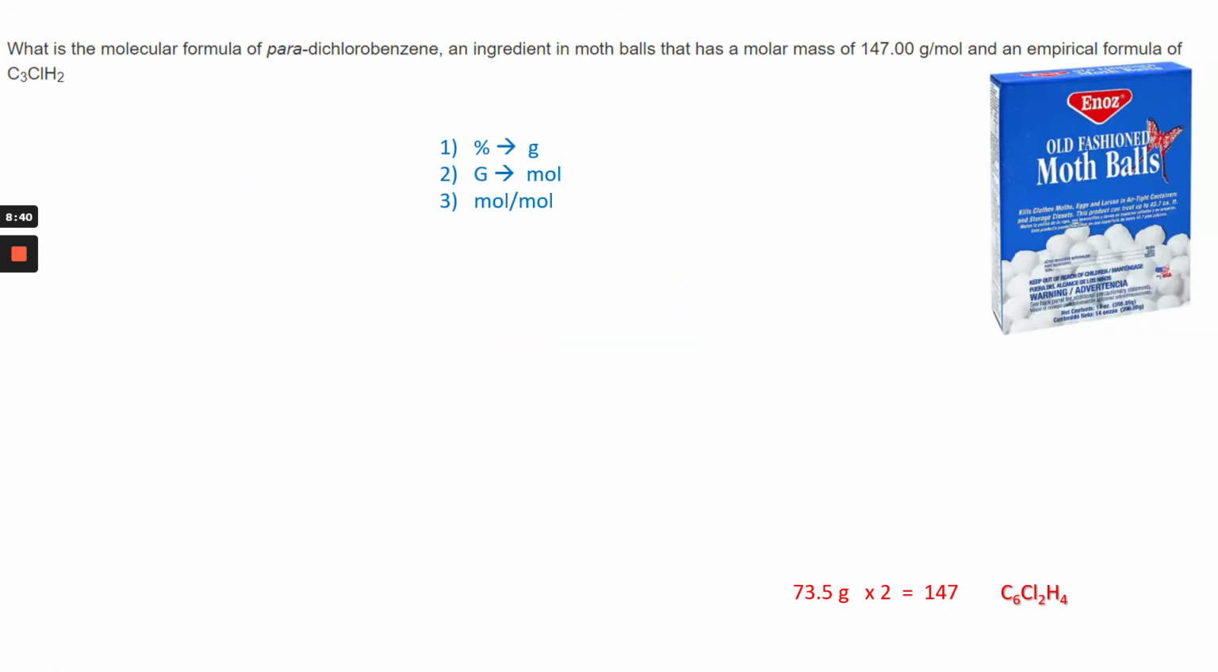Next, what is the molecular formula of paradichlorobenzene, an ingredient found in mothballs? Now, we're told that the molar mass is 147, and it has an empirical formula given. Now, I know, or I should know, that the molecular formula is related to the empirical formula by some whole number. You multiply it by 1, 2, 3, 4, some whole number. It could be the same.